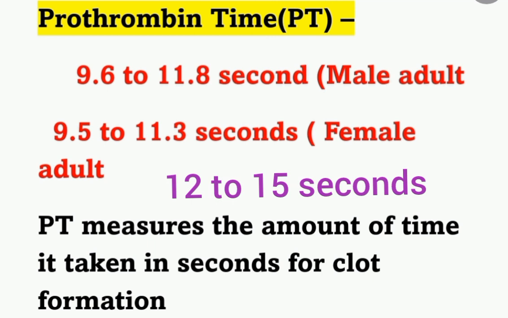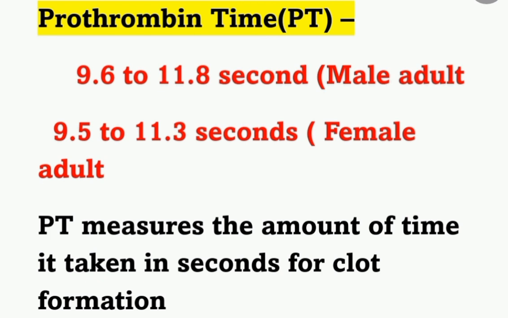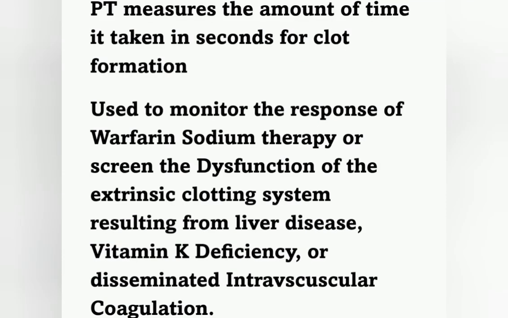So here prothrombin time measures the time taken in seconds for clot formation. What does prothrombin time mean? The amount of time needed for the formation of clot in seconds. That is the prothrombin time. And this prothrombin time is used to monitor the response to warfarin sodium therapy. While administering warfarin, we should check the prothrombin time. Warfarin is an example of an anticoagulant.